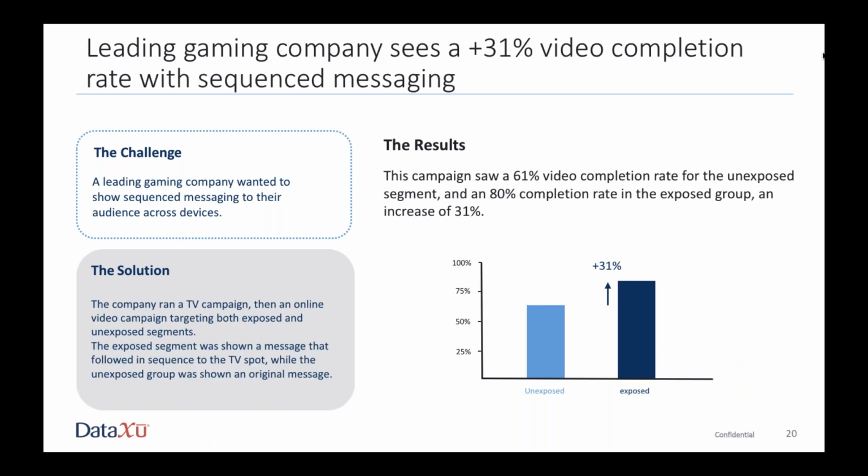The next example is from a gaming company. And this is a good example where a lot of the KPIs, the key performance indicators, from online advertising campaigns and from TV campaigns are often diametrically opposed and quite often don't sync up. And what we're trying to do as a business is design media campaigns around a specific KPI.